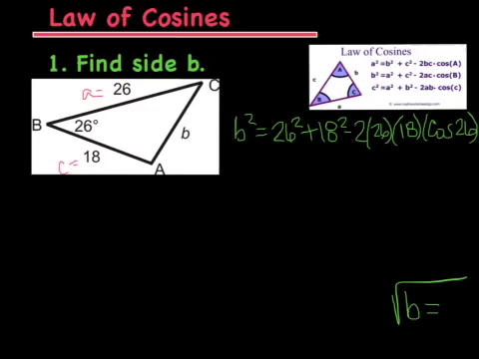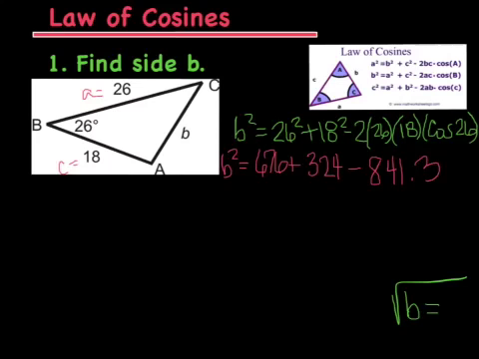So we're going to use our calculator. Okay, so we have b squared equals, take 26 and square it, that's 676, plus 18 squared, 324, minus, okay, this we can just put the whole thing into the calculator. So you're going to put 2 times 26 times 18 times cosine of 26. Just put the whole thing in there. And you get 841.3.